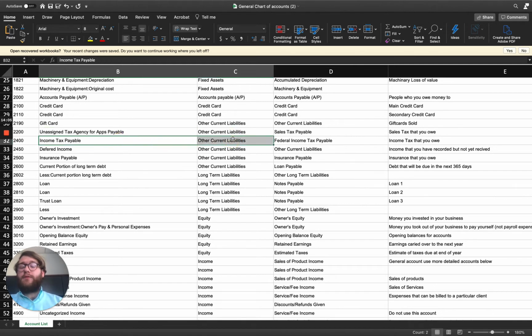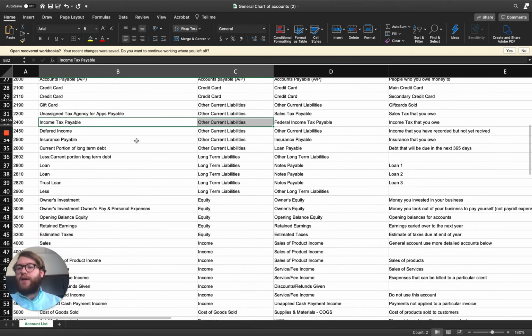Income tax payable, so if you have an accountant or someone helping you figure out your potential for income tax, or you owe money to the IRS from previous years, we would use this income tax payable. If you owe for previous years, we'd want to break down each year there. But if your accountant tells you, hey, plan on paying $10,000 in income tax, we can put that in this account so that we have it recorded on our balance sheet.